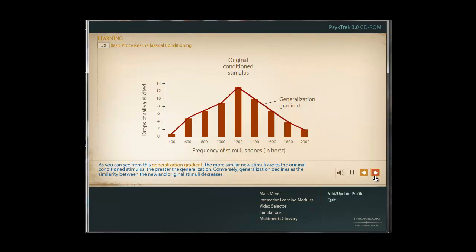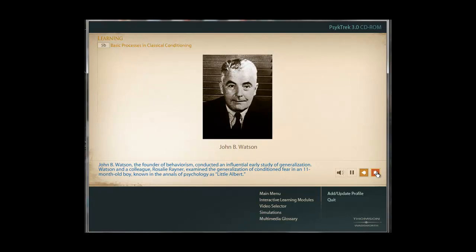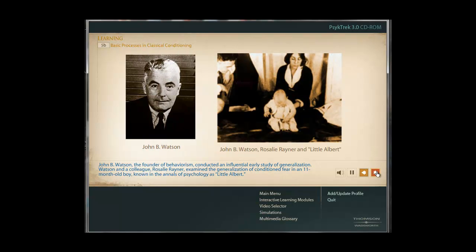As you can see from this generalization gradient, the more similar new stimuli are to the original conditioned stimulus, the greater the generalization. Conversely, generalization declines as the similarity between the new and original stimuli decreases. John B. Watson, the founder of behaviorism, conducted an influential early study of generalization. Watson and a colleague, Rosalie Rayner, examined the generalization of conditioned fear in an 11-month-old boy known in the annals of psychology as Little Albert.